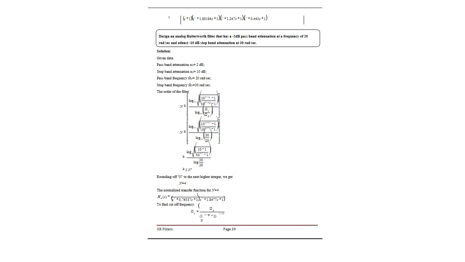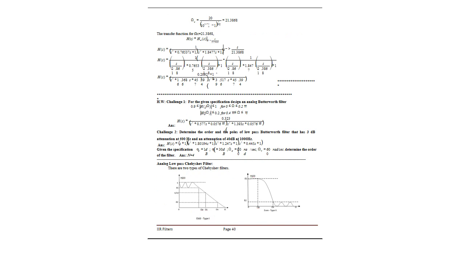To find the cutoff frequency, omega C is equal to omega P by (10 to the power of 0.1 alpha P minus 1) the whole power 1 by 2n. So that is omega C is equal to 20 by (10 to the power of 0.1 minus 1) into the whole power 1 by 2n. So we will get the answer. So the cutoff frequency is 21.3868. So H of s is equal to Ha of s with s replaced by s by 21.3868.